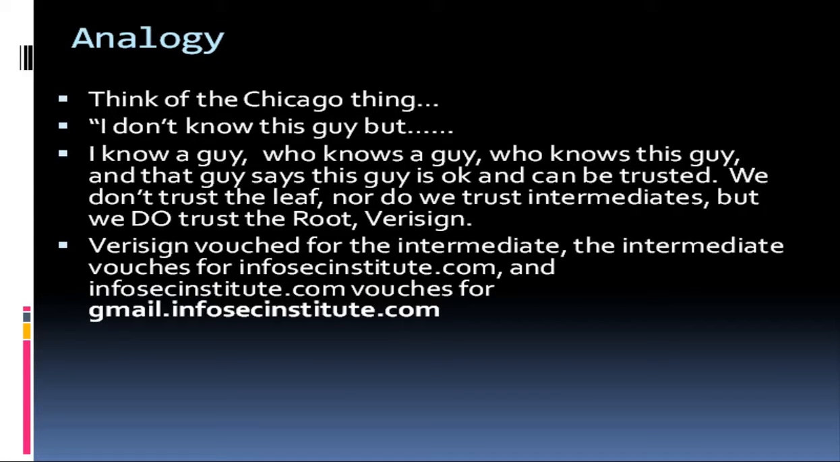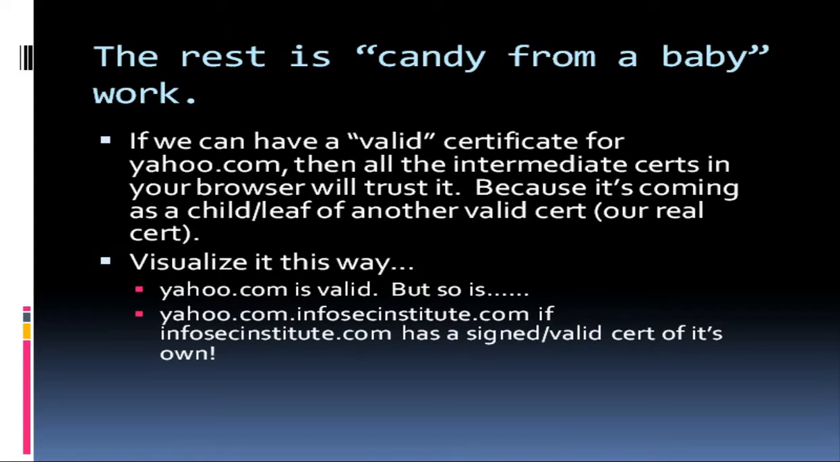Now, with that being said, we could now append gmail.com or something like that to InfoSec Institute. The rest is kind of like taking candy from a baby, and here's why. If we can have a valid certificate for yahoo.com, then all the intermediate certs in your browser will trust it because it's coming as a child or leaf of another valid cert, which is our real cert.